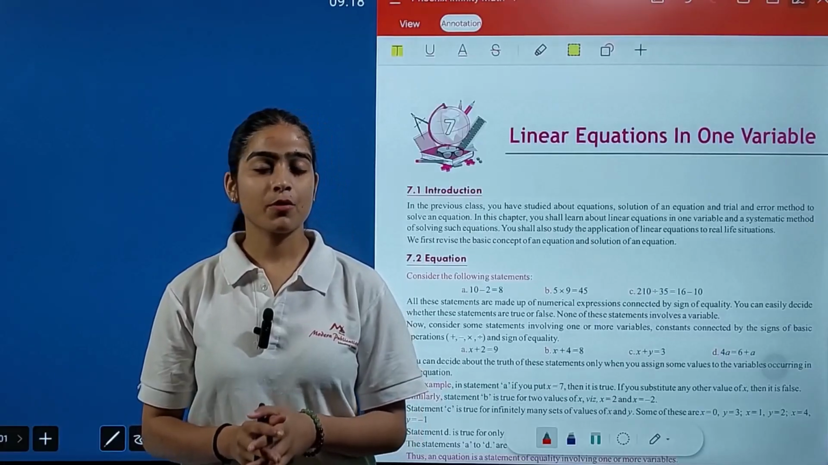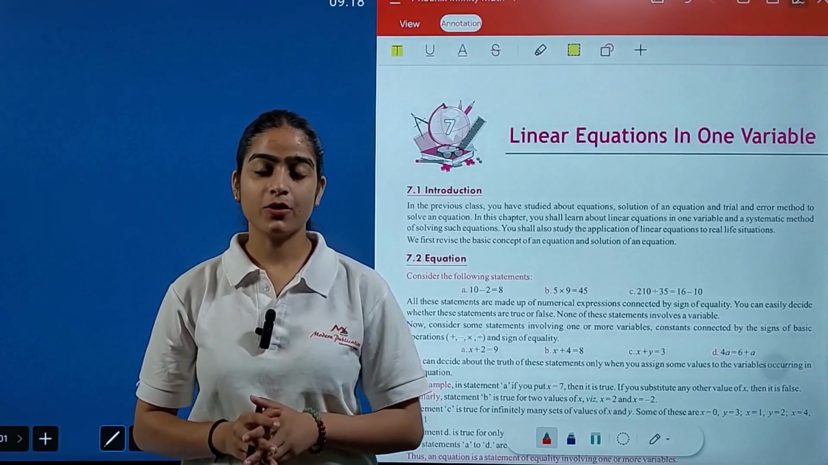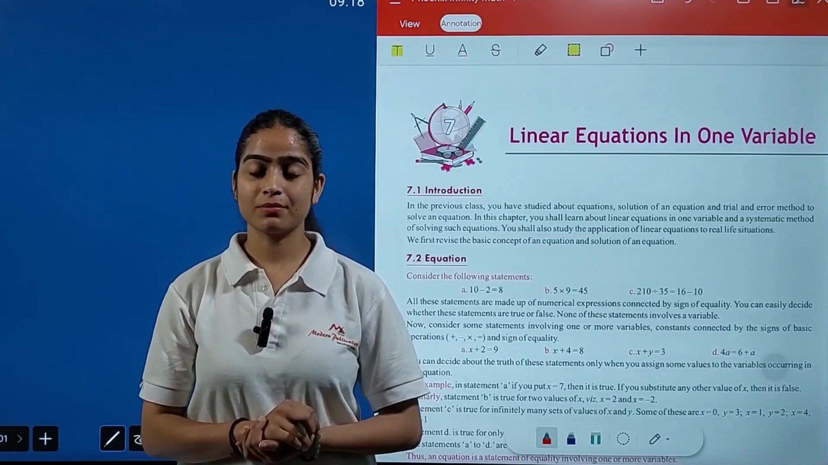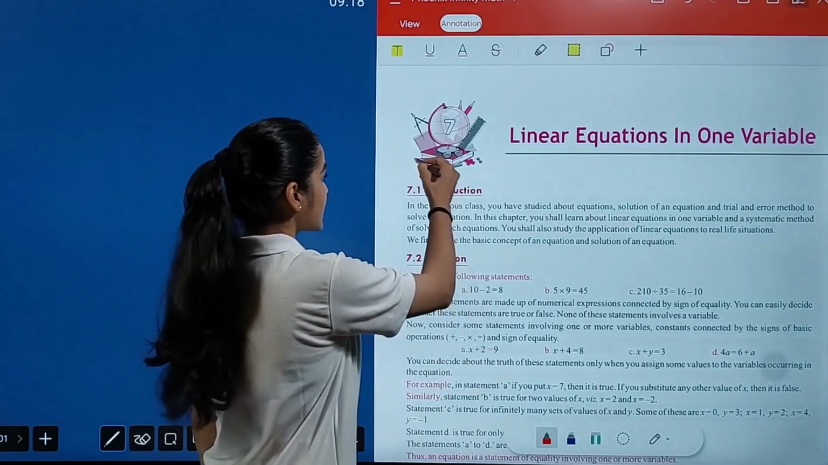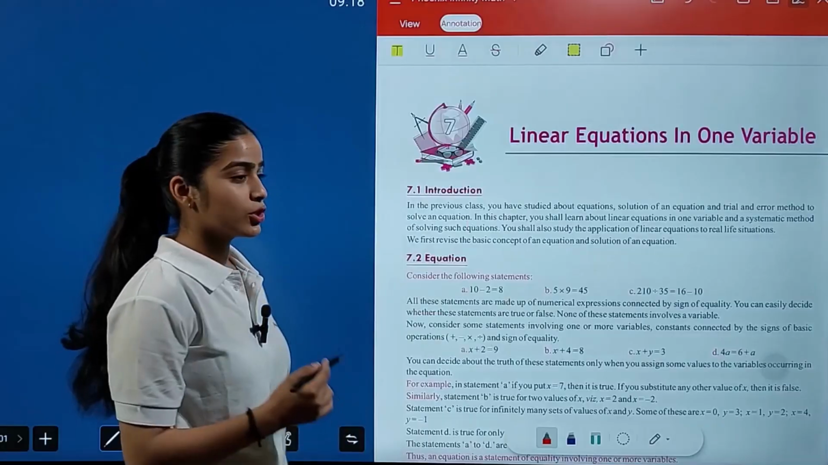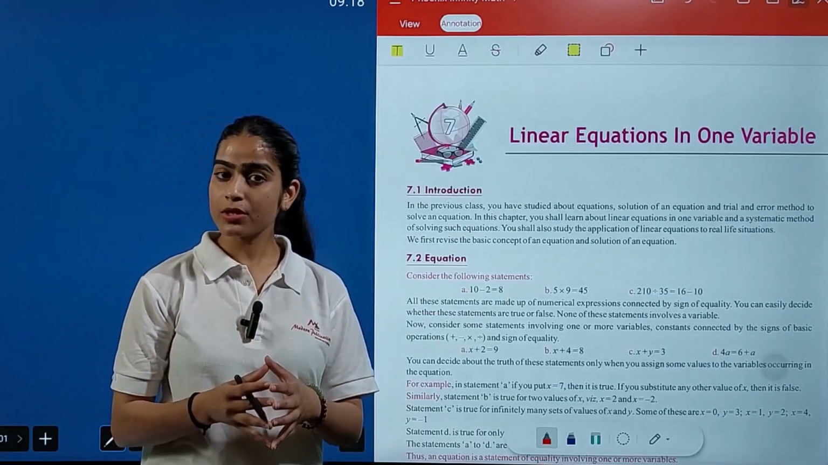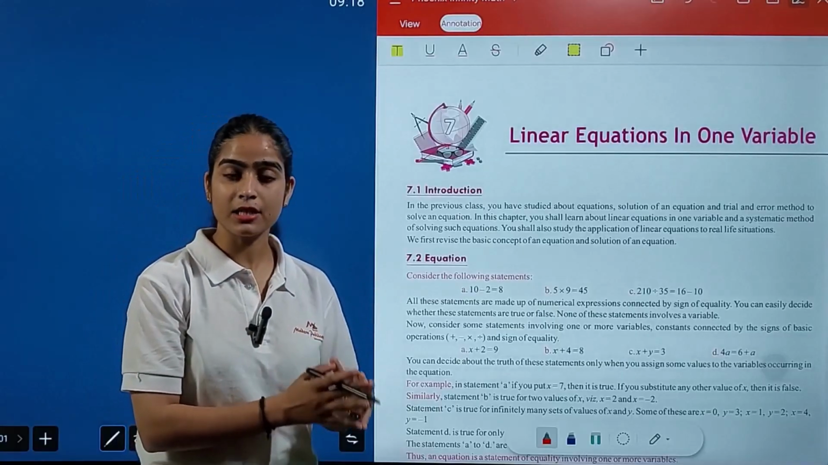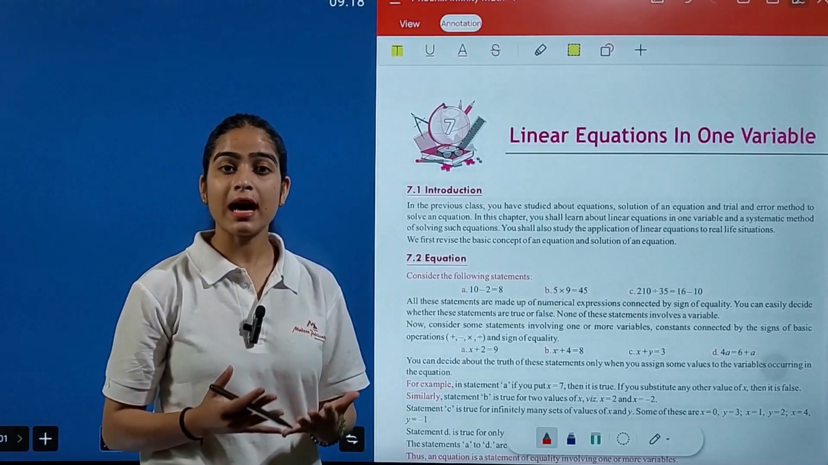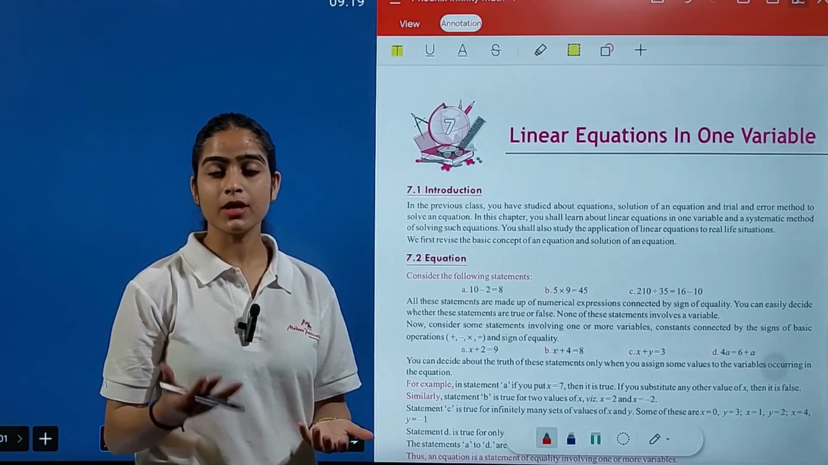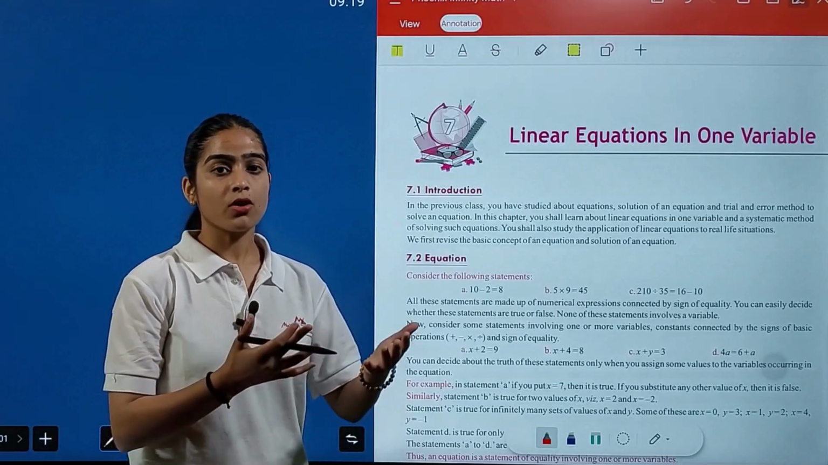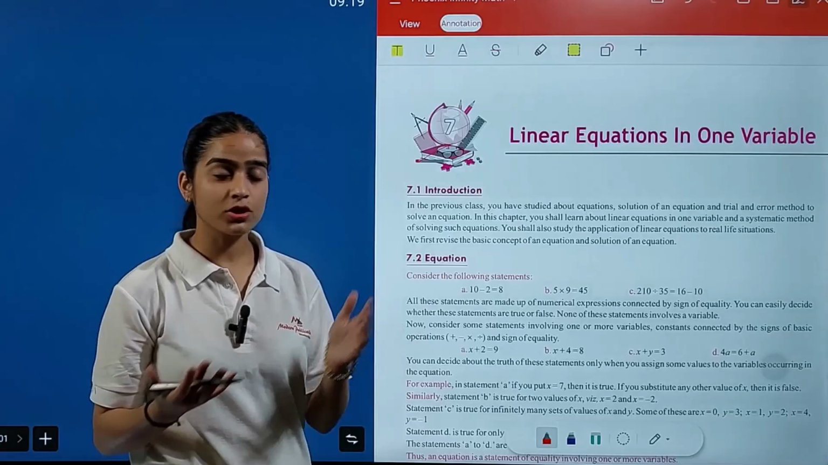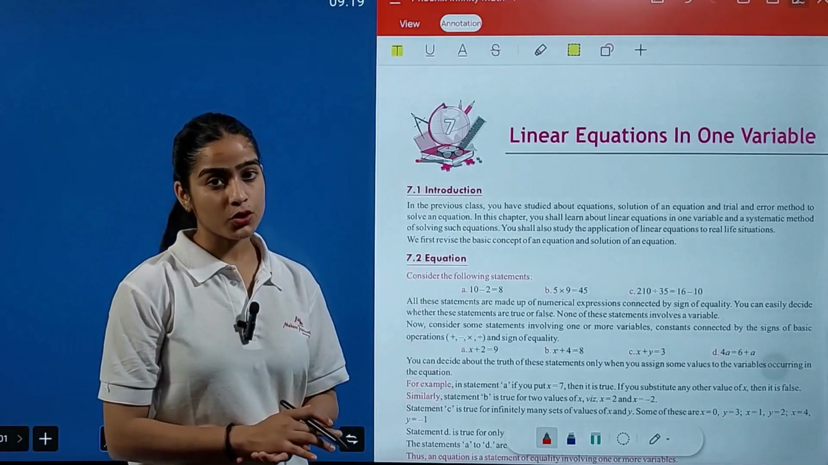So, students, I'm your mathematics educator again, here with a new chapter and a new concept. Today we have chapter number 7, which is linear equation in one variable. The same procedure we did in our last exercise in algebraic expressions applies here: we don't have the exact values for a particular thing, and we have to substitute values according to our situation. That is called a linear equation in one variable.